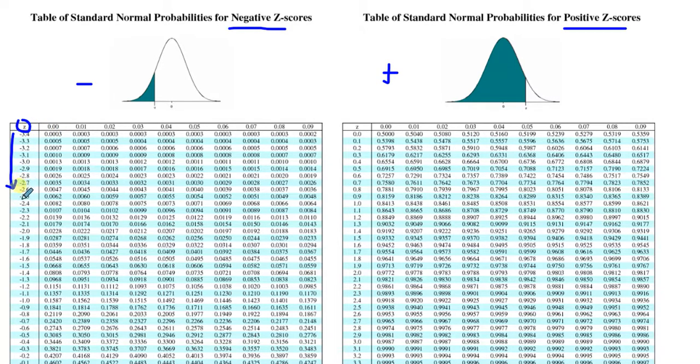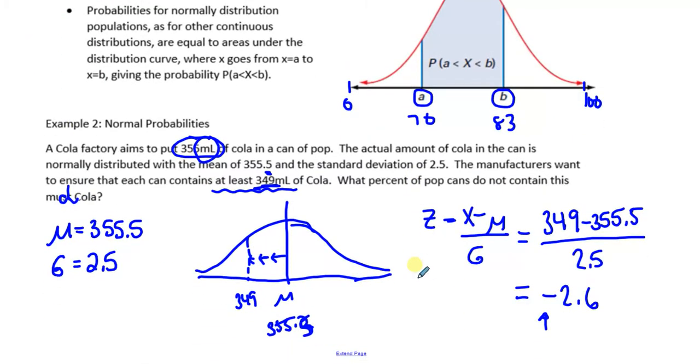This is your whole number and your first decimal, the tenths place. And what we're looking for here is the hundredths place. So this would be negative 2.60, negative 2.61, negative 2.62. We can just focus on negative 2.60. That gives us a probability of 0.0047, or in percentage, 0.47%.